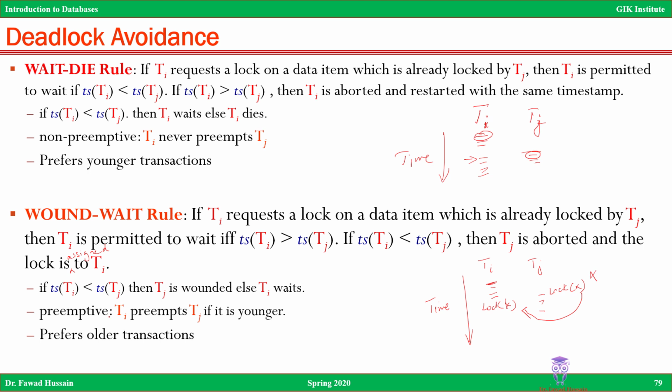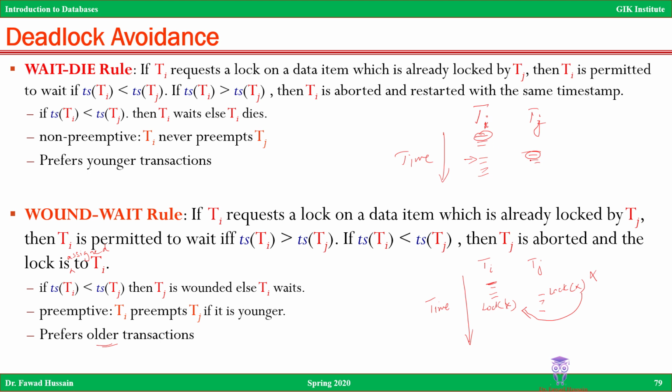So this is preemptive. Preemptive in the sense that if ti requires the lock and it started earlier, it's going to preempt, it's going to forcefully stop transaction j and give the lock to i, because i was in the queue before j ever occurred. So this prefers the older transaction.